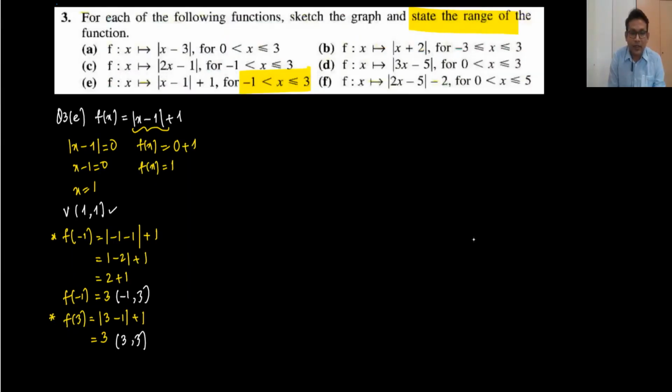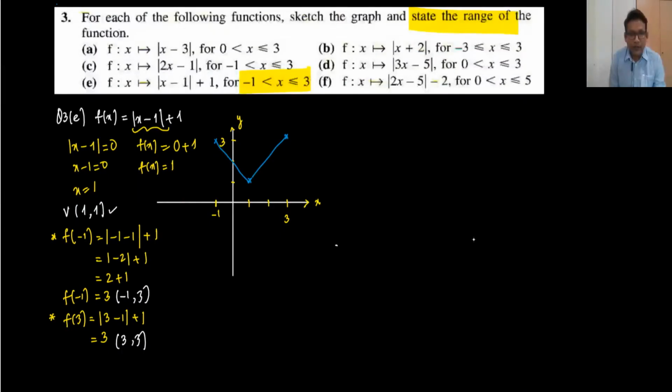Now let's move to the sketch. For the sketch, we just need the axes, not graph paper. The domain is from minus 1 to 3, and the range is 1 to 3. So the maximum we have is 3, so that's good. We write till 3. Now moving to the sketch, the vertex is 1 1 here, and minus 1 3 is here, and 3 3 is here.